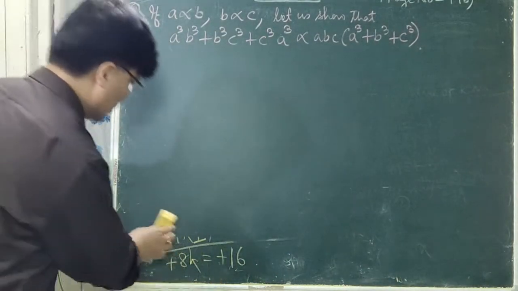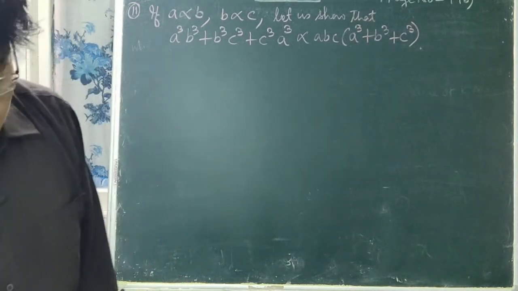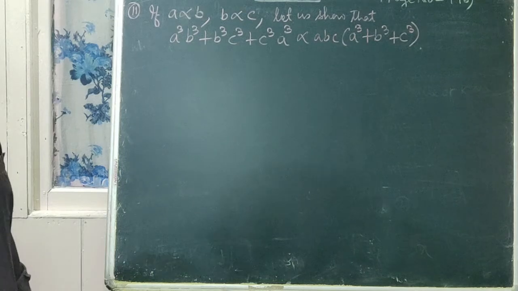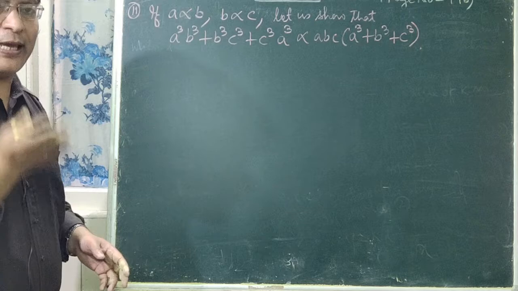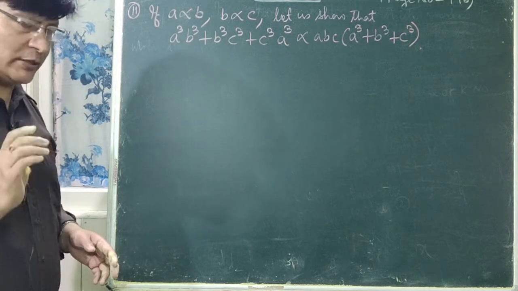So now we'll do the next question, that is question number 11. The question is, if A is proportional to B, that is A is in direct variation with B, that is when A increases, B also increases. If A decreases, B also decreases.